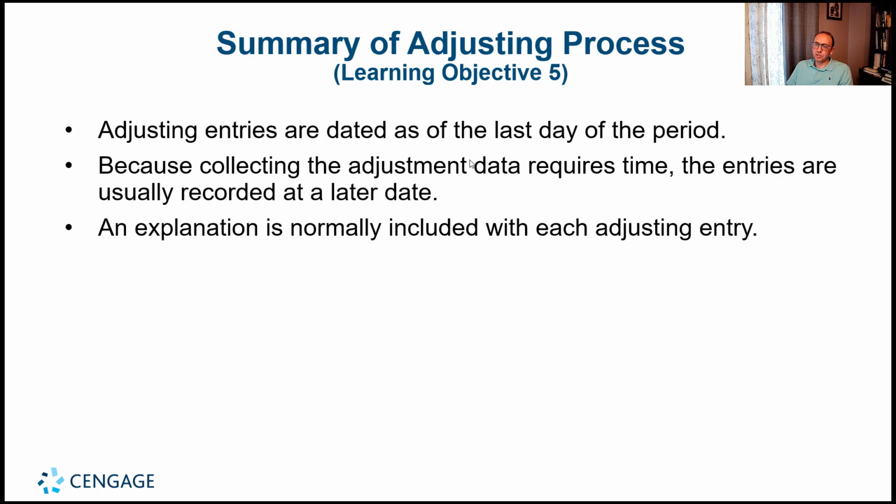We cannot have an adjusting entry on a regular transaction day, let's say December 5th or December 10th or January 15th, unless this is the end of the period, but this is not very normal. Usually it's the end of the accounting cycle. Because collecting the adjustment data requires time, the entries are usually recorded at a later date, but yet we do the adjusting entries as of the end of the period. Explanation is normally included with each adjusting entry as well. So we need to have a brief explanation that will explain what kind of adjusting entry that was.